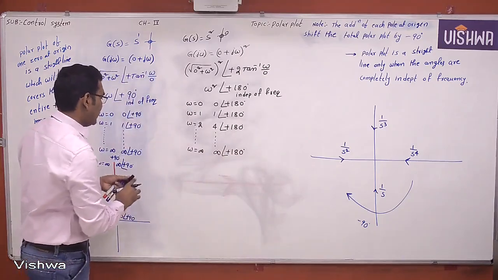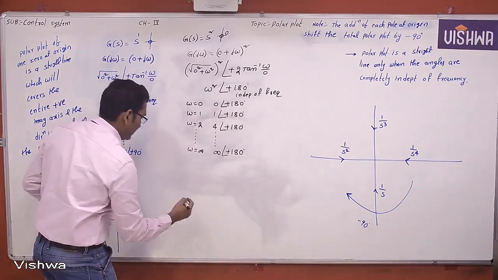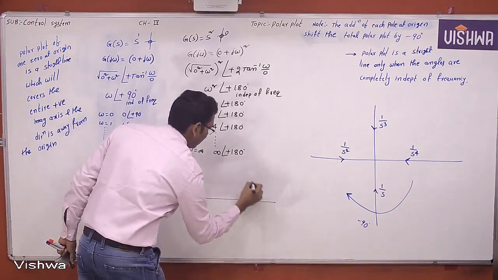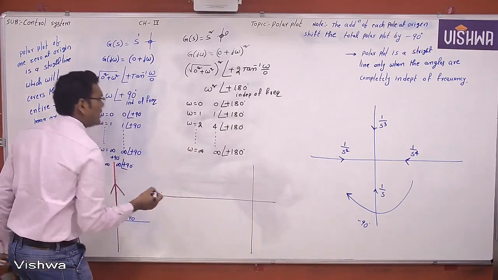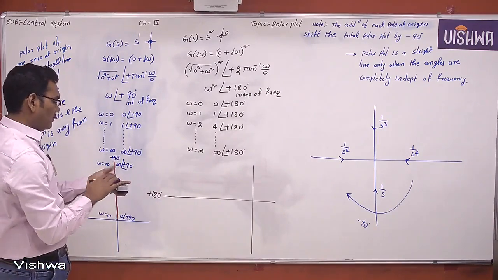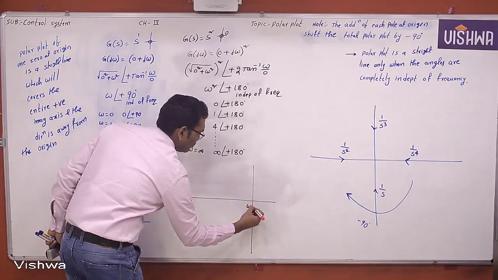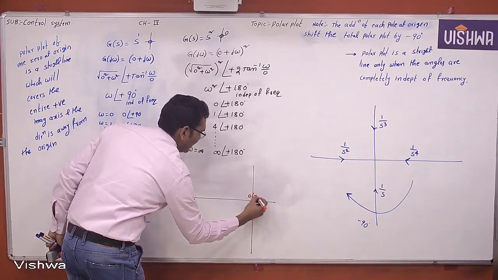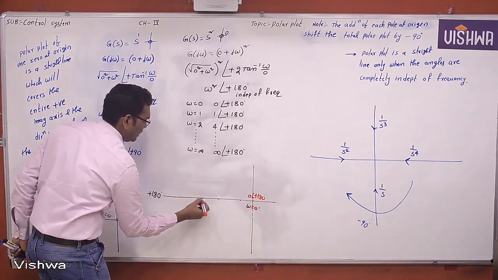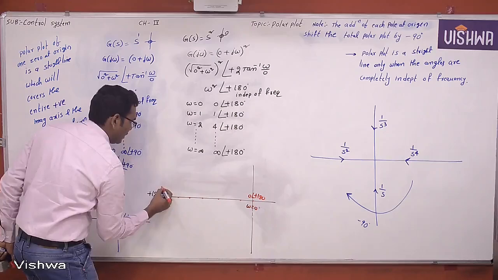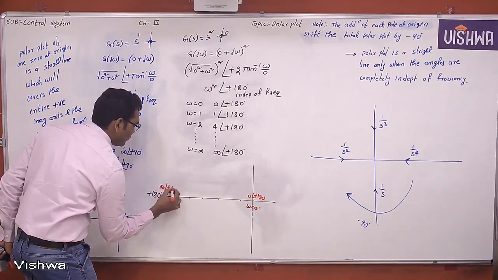Now where is the plus 180 degrees line? This is the plus 180 degrees line. In the plus 180 degrees line, what is the magnitude? 0. So when omega equal to 0, 0 at angle of plus 180 degrees, 1 at angle of plus 180 degrees, 2 at angle of, 3 at angle of, 4 at angle of, 5 at angle of, and omega equal to infinity, infinity at angle of plus 180 degrees.